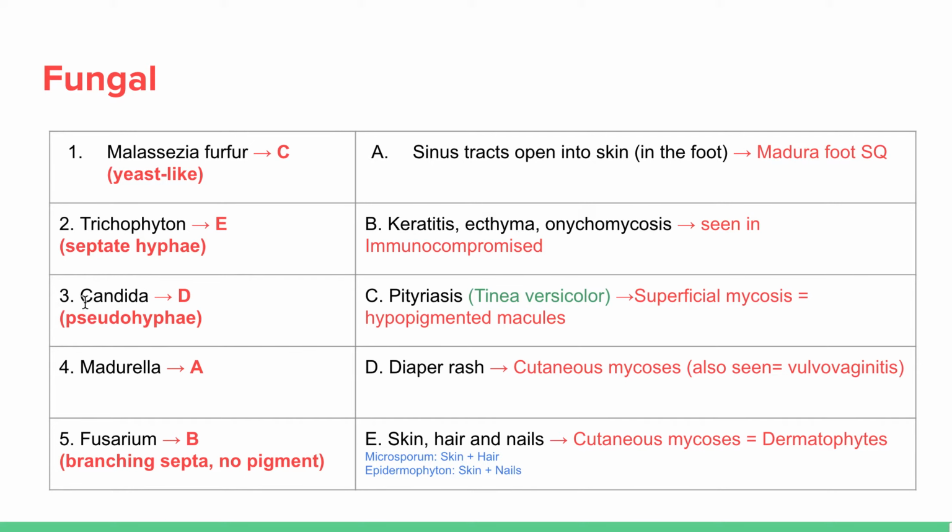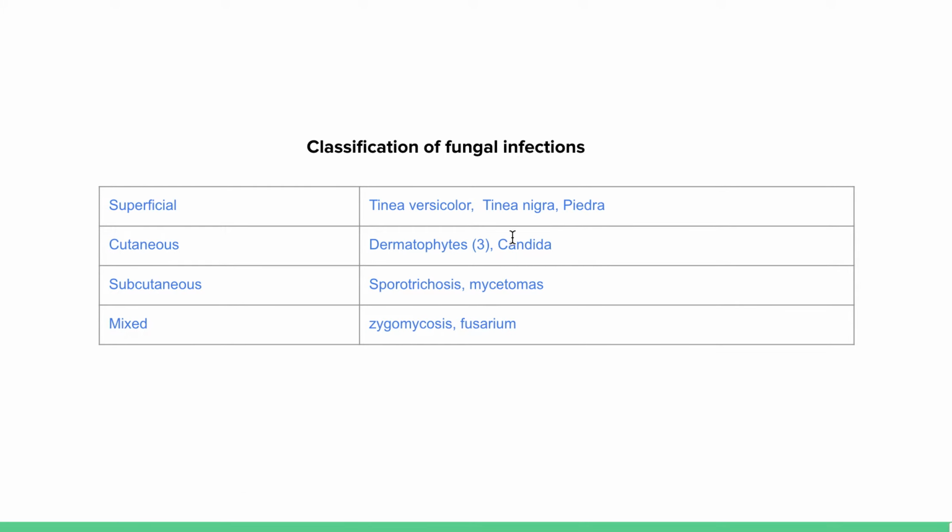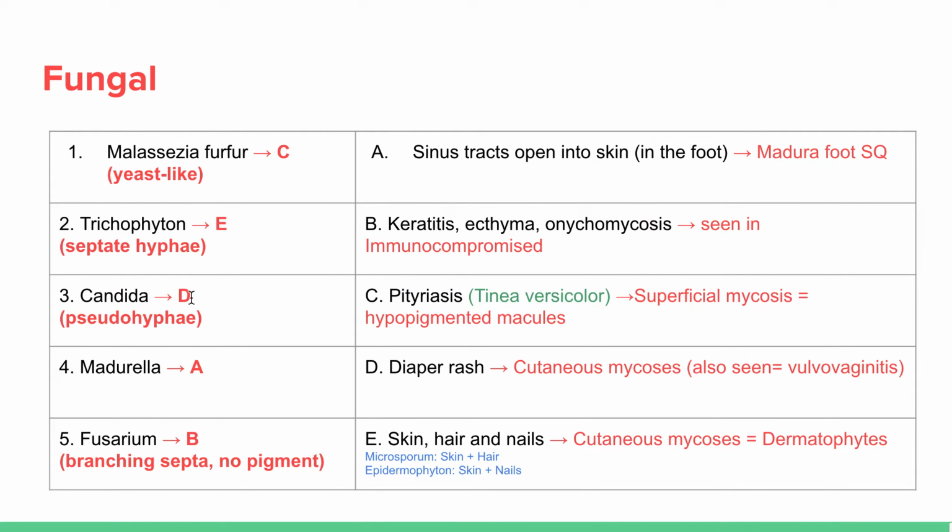Okay, number 3 is Candida, and Candida, going back here, is also cutaneous. So Candida gives you your diaper rash. It can give you vulvovaginitis. And what it's going to look like under the microscope is pseudohyphae. Oh, and Trichophyton was septate hyphae. So make sure you know, because sometimes they might describe what they see in the microscope rather than give you the name of the type of fungus that they're seeing.